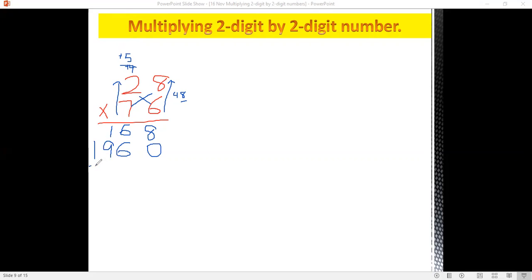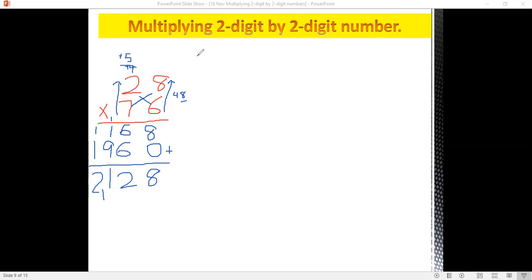Then what is the next thing we are going to do? We are going to add. So 8 plus 0 is 8. 6 plus 6, 12. Carry 1. So 1 plus 1 is 2, plus 9 is 11. Carry 1, 2. So the product, or the answer, of 28 times 76 is 2,128.